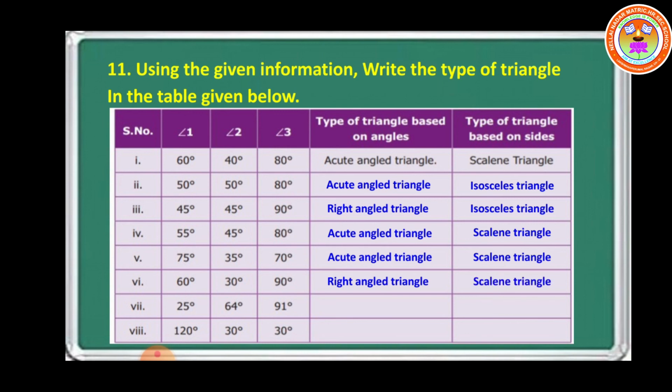Seventh one: 25 degrees, 64 degrees, 91 degrees. One of the angles is greater than 90 degrees. Therefore, it is an obtuse angled triangle. And all the angles are different, so scalene triangle. Eighth one: 120 degrees, 30 degrees and 30 degrees. 120 degrees is greater than 90 degrees. Therefore, it is an obtuse angled triangle. And 2 angles are equal. Therefore, it is an isosceles triangle. Let us move to the next one.